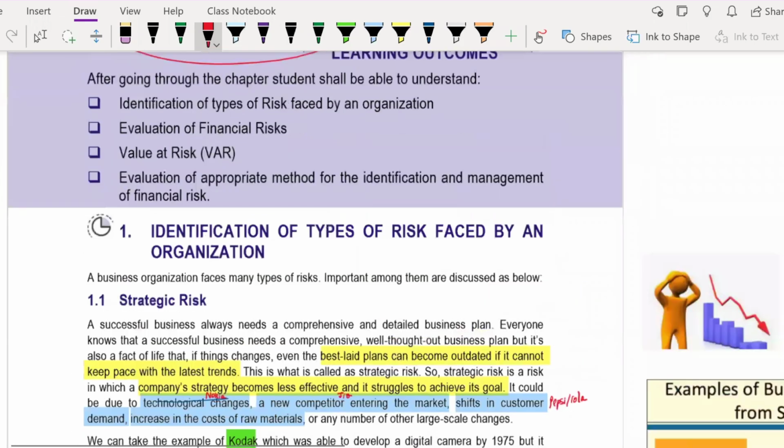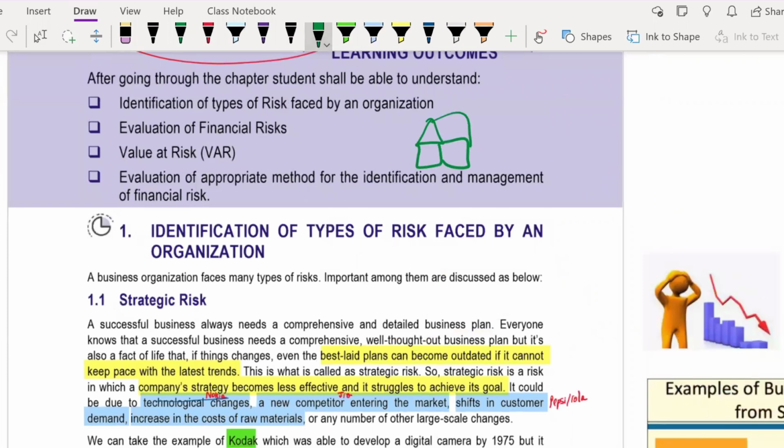Whenever you run a business, your business is not always made to sail smooth. There are going to be a lot of problems and a lot of risks that arise in the business. So this chapter is going to discuss different types of risk that a business can face, as well as how you can mitigate this risk, or what the various techniques are by which you can reduce the risk levels.